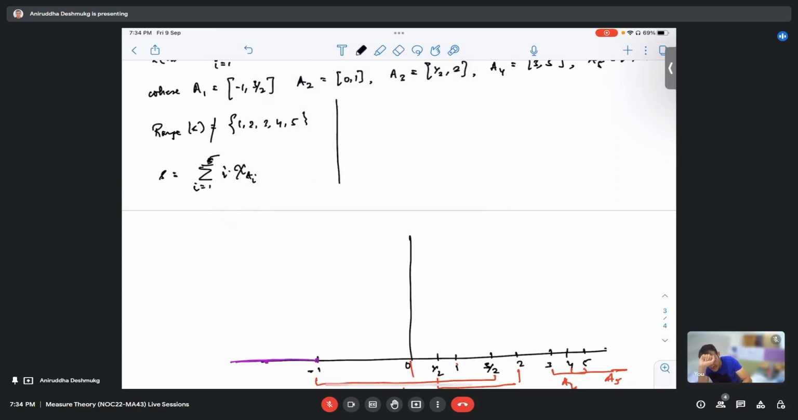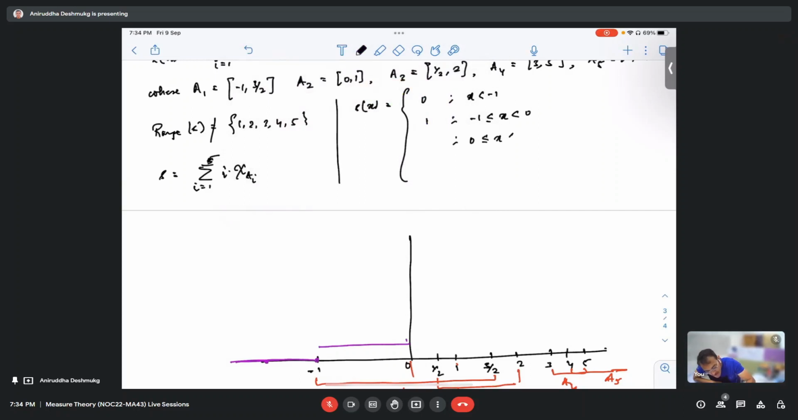So maybe I'll start writing. S(x) is 0 when X is less than minus 1. What is the value when X is between minus 1 and 0? It will be 1, because it is inside A1, but it is not inside any other set. So from here to here, it is 1. Okay. What happens between 0 to half?